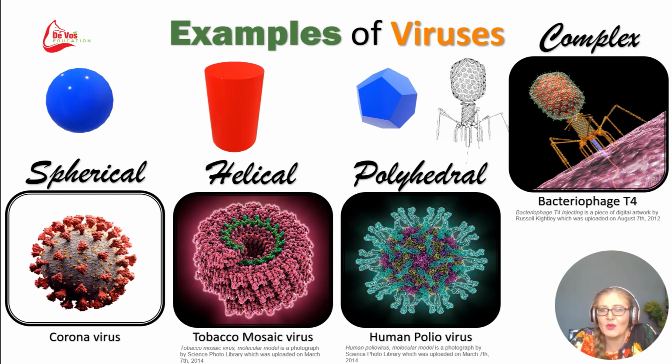The last example we have here is bacteriophage T4. It's a complex structure with a head, a tail, and some tail fibers, and it specifically affects bacteria. Bacteriophages, like T4, are viruses that infect bacteria, playing a crucial role in controlling bacterial populations in natural ecosystems.